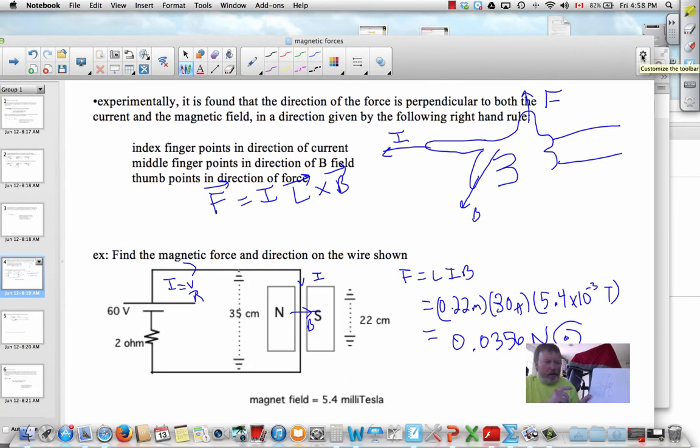So let's show you that here. You take your finger of your right hand, point it down the direction of the current. Now you have to rotate your right hand so that your middle finger points in the direction of the magnetic field. And when you do that, the question is, which way does your thumb point? Your thumb is pointing out of the page. So this finger for current, this finger for magnetic field, thumb points out of the page.